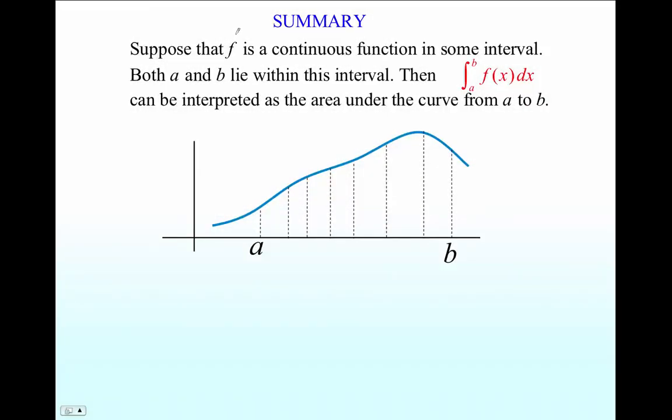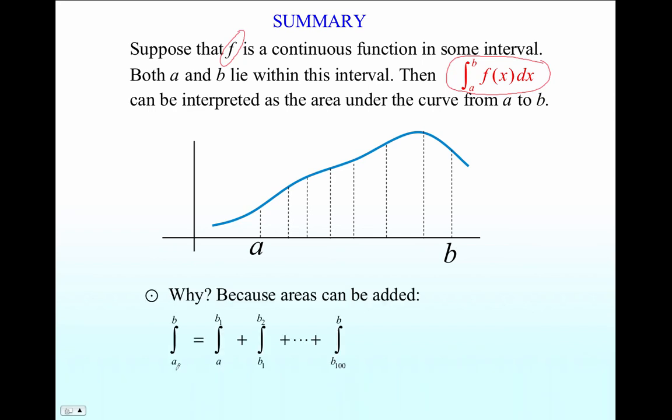Here's a quick summary before we move on to solving some examples. We have supposed that f is a continuous function in some interval, that if a and b lie within this interval, then this integral of f from a to b, the definite integral, is the area, or rather it can be interpreted as the area under the curve from a to b. And crucial in this is that the integral from a to b can be split up from a to b1, b1 to b2, b2 to b3, and so forth until you get to b100 to b, or maybe b1000 or b1,000,000 or b1,000,000,000. So the point is that between a and b, we can keep splitting up the interval into finer and finer pieces, and each one of these, as we showed earlier, is the area under this curve over here.